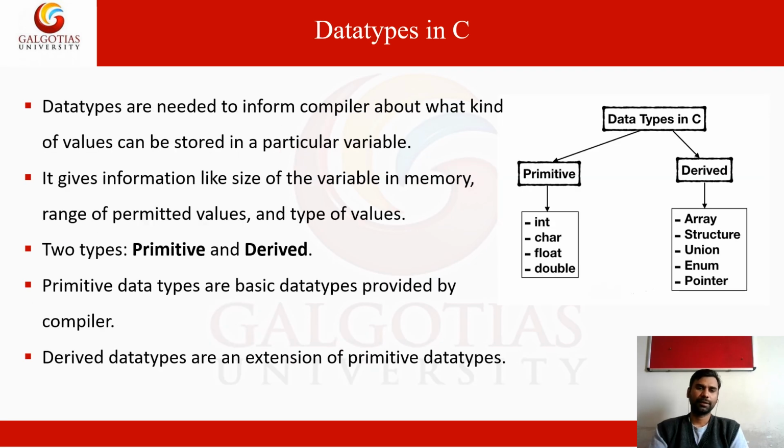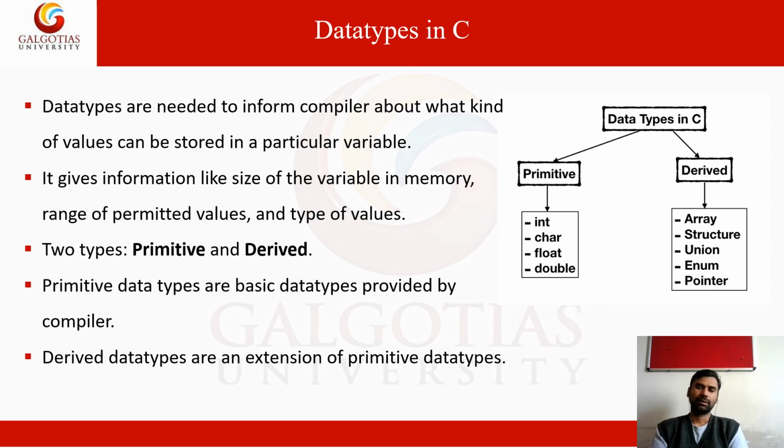Now data types. In C, data types are classified into two types: primitive data types and derived data types. In primitive data types, the types are integer, character, floating point value, and double value. Double is a double-precision float. Next, derived data types.